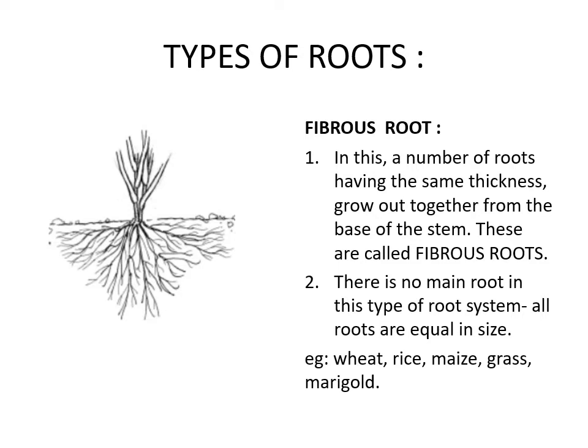In the fibrous root, a number of roots having the same thickness grow out together from the base of the stem. The base is the bottom of the stem. These are called fibrous roots. In contrast to the taproots, there is no main root in this type of root system. All the roots are equal in size. Example: wheat, rice, maize, grass and marigold.